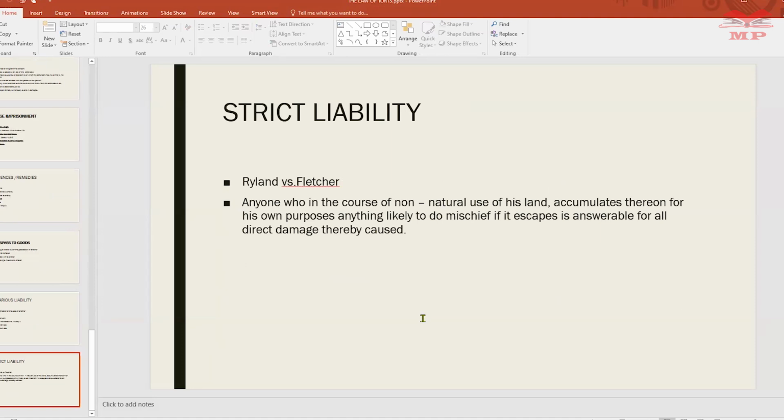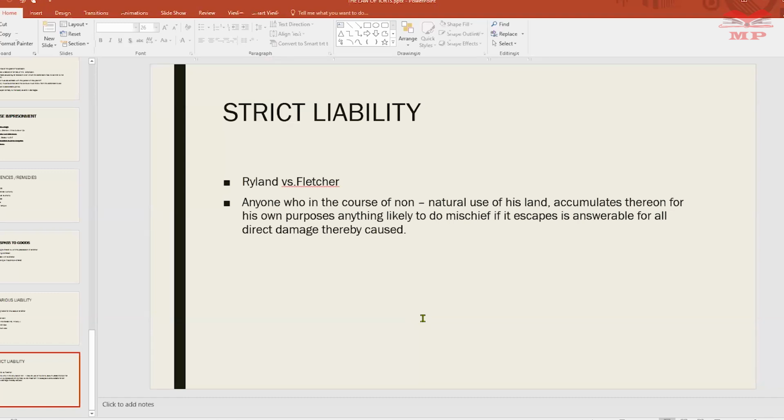We also talk about strict liability. We were talking about vicarious liability, where someone is responsible for the acts of another. But in strict liability, this is liability without fault. And we distinguish strict liability from absolute liability. In absolute liability, a particular wrong is actionable without fault, and there is no defense available to the wrongdoer. But in strict liability, the wrongdoer has a number of defenses available to him.